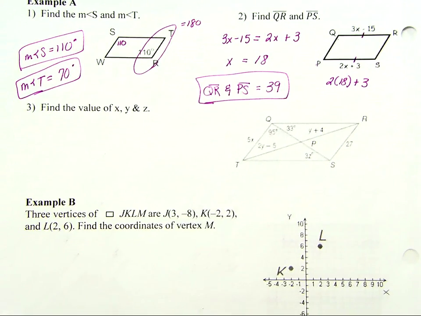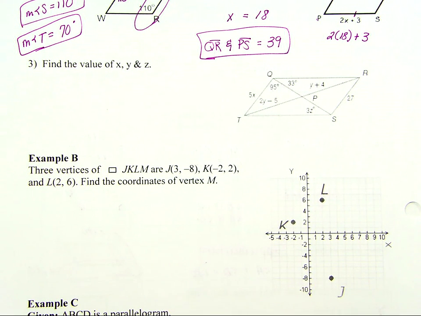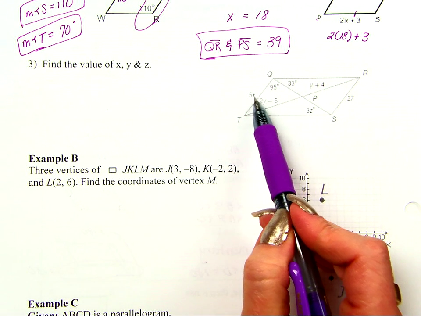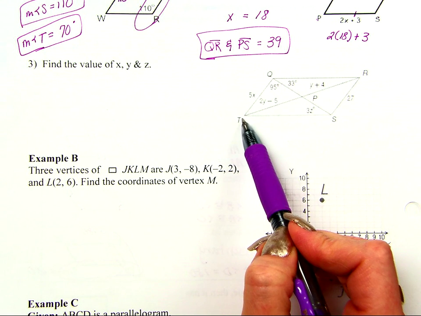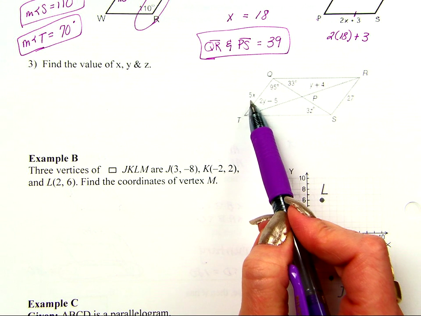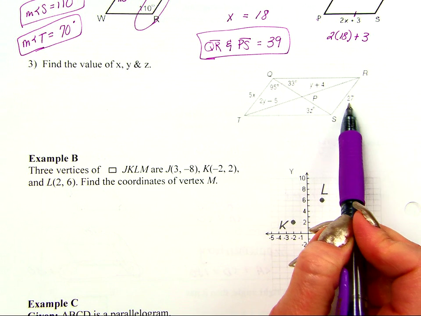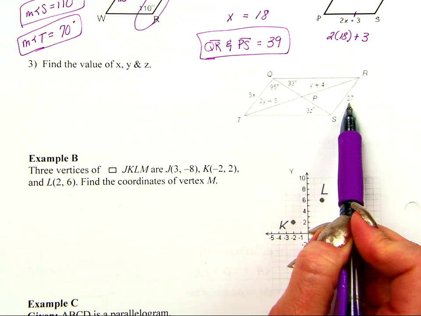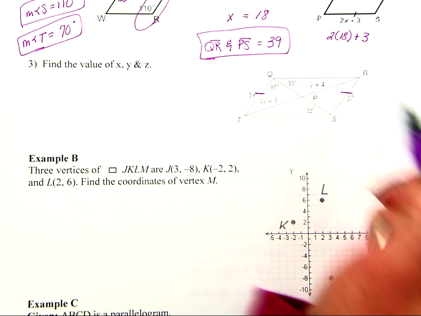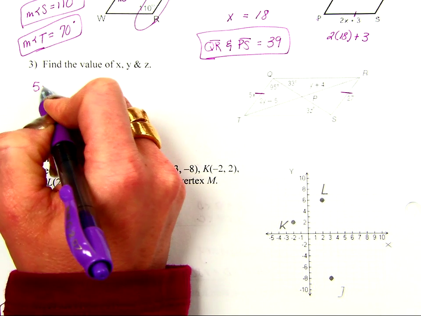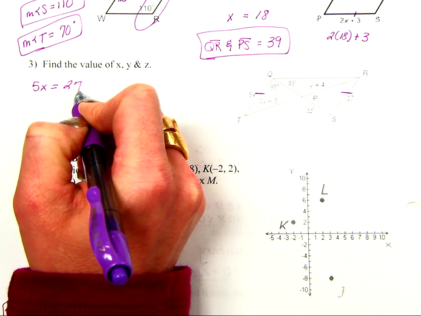Okay. Question number 3. We're asked to find the value for our variables x, y, and z. So if I take a moment to locate those, first let's look for my value x. I can see here they're telling me that QT has a length of 5x, but my opposite side here has a length of 27. And so because I know that my opposite sides are congruent, we can simply say that 5x has to equal 27.